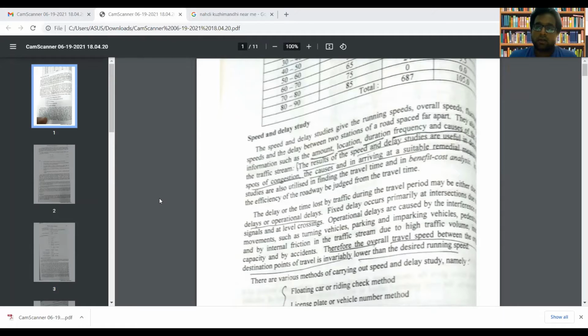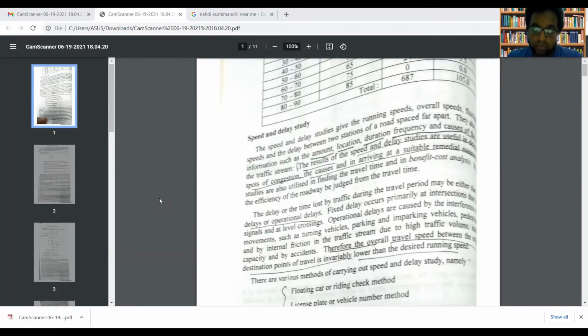And they also give information like the amount, location, duration, frequency, and causes of delay in the traffic stream. Now, the results of these speed and delay studies are useful in the design of spots of congestion. What are the different spots of congestion? What are the causes, for arriving at suitable remedial measures?